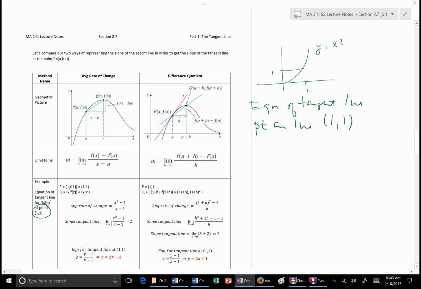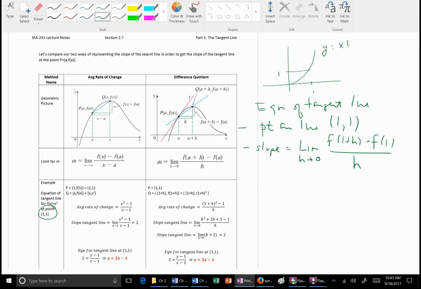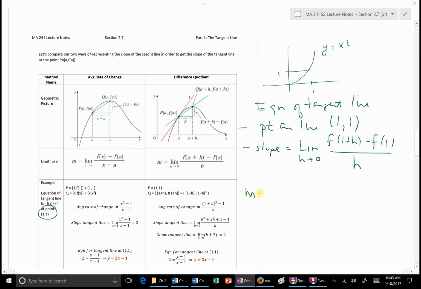Now I need the slope. That was the easy part, the point. I'm halfway there. So I need the slope, which I know in this form is going to be the limit as h goes to 0 of f of, now my a is equal to 1, right? f of 1 plus h minus f of 1, and the bottom's always h. So I need to work this out. f of 1 plus h, well, f is just x squared. So my m here is going to be the limit as h goes to 0 of (1 plus h) squared minus 1 over h.